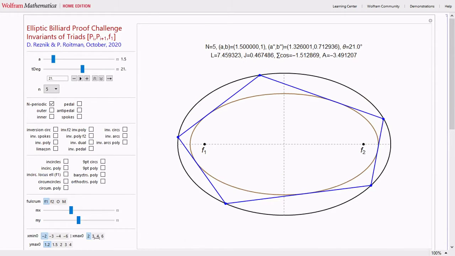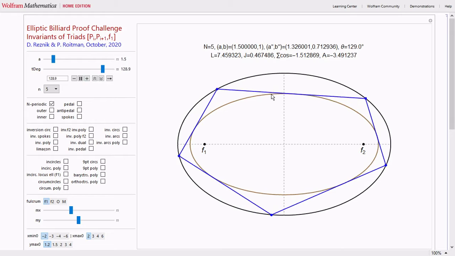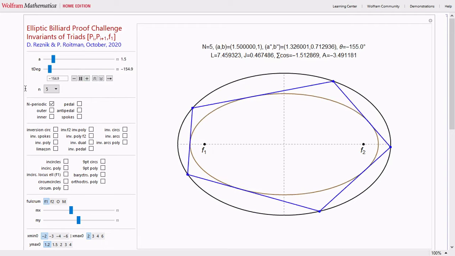Okay, guys, so this is a joint exploration with Professor Pedro Reutemann out of University of Brasilia. Let's look at 5 periodics, or n periodics in general, in the elliptic billiard, shown black here. This is the elliptic billiard. The 5 periodic family, which I can animate, is shown blue. And the confocal caustic is shown brown.